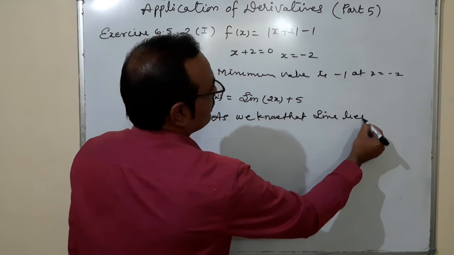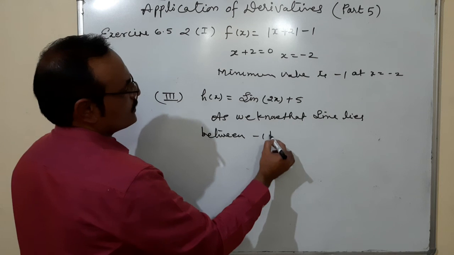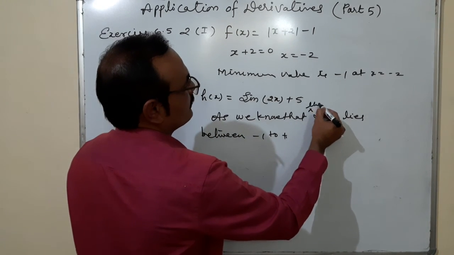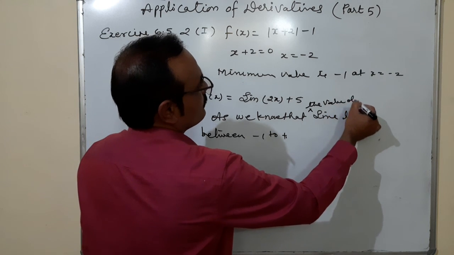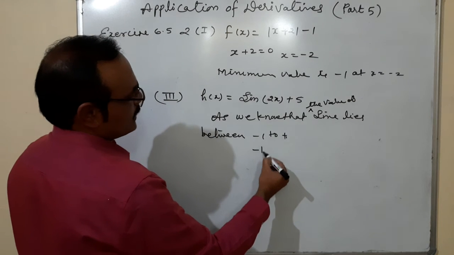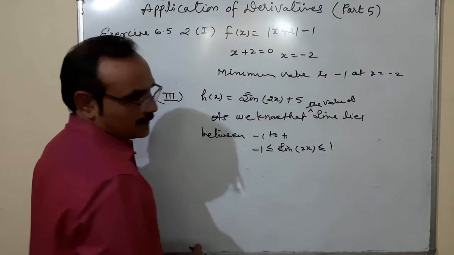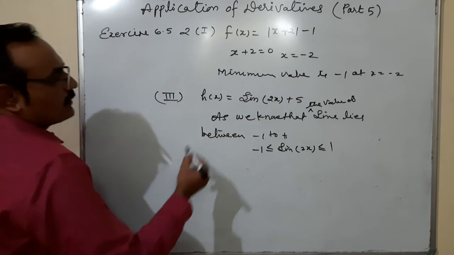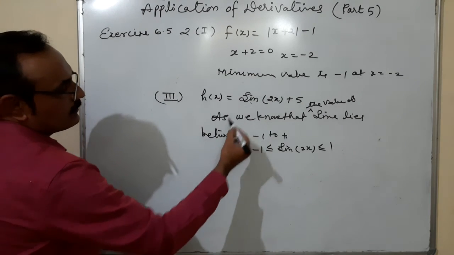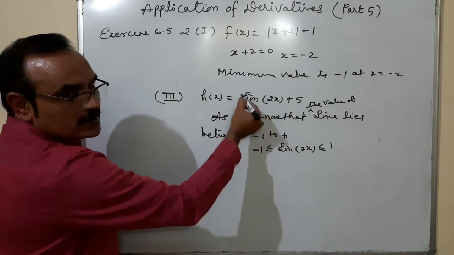As we know that the value of sine lies between minus 1 to plus 1. That means minus 1 is less than or equal to sine 2x is less than or equal to plus 1. So the minimum value, minus 1, we can put here. I'll write here minus 1. Minimum value is minus 1 of this entire term.